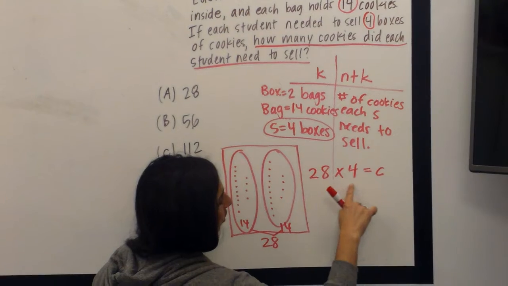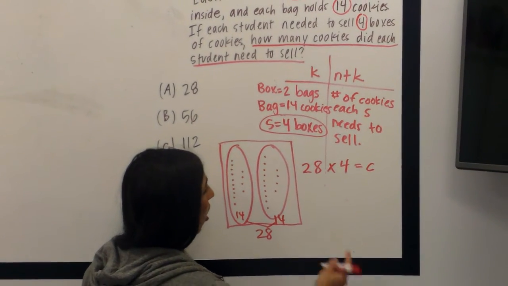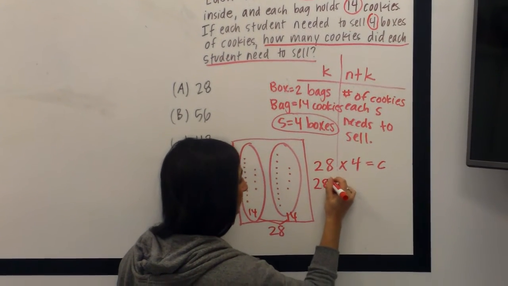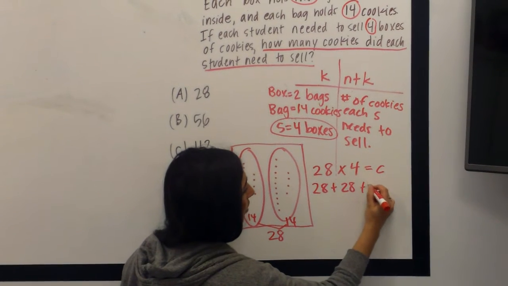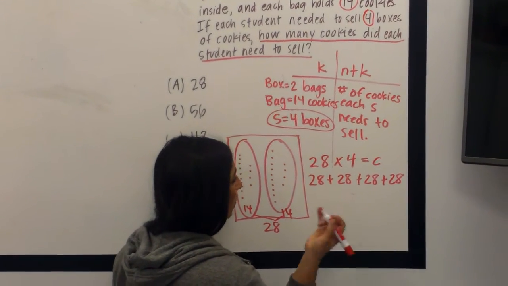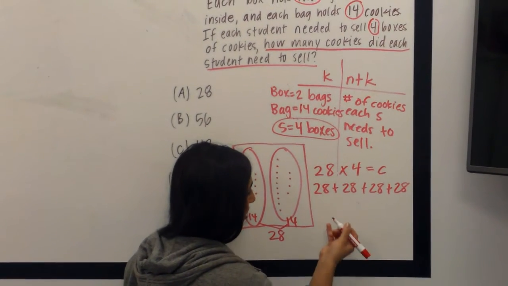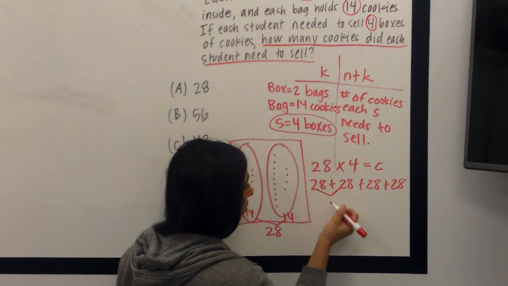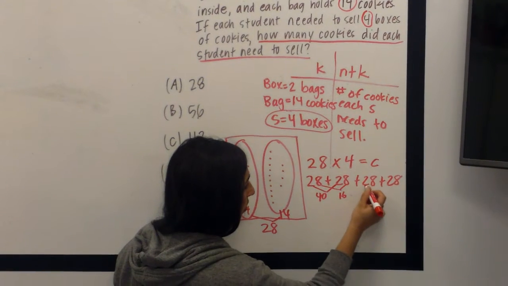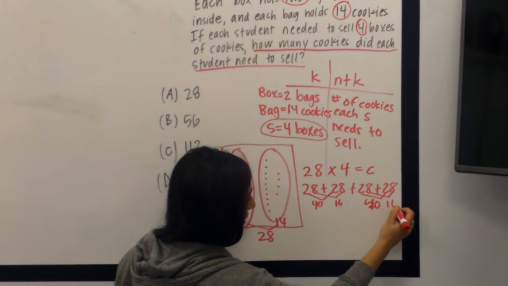I can't figure out this equation very easily, and I don't really have any strategies to help me figure it out. But I do know that this is kind of like repeated addition. I'll do 28 plus 28 plus 28 plus 28. Then I'll think about my multiples of 10 and my ones column to figure out how many cookies in total. 20 and 20 is 40. 8 and 8 is 16. 20 and 20 is 40. 8 and 8 is 16.